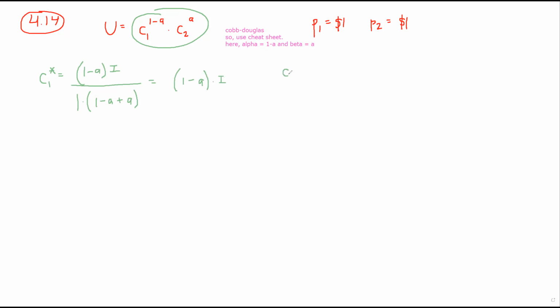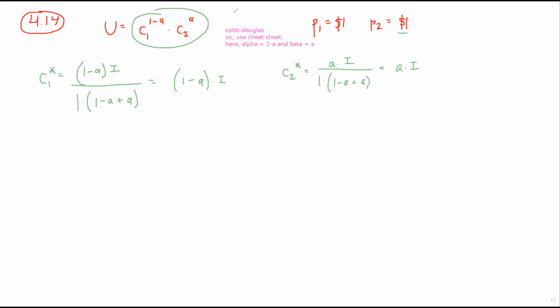And then C2 star will be very similar. It's beta, which is A, times I over the price of good 2, which is again $1. So 1 times alpha plus beta. Alpha is 1 minus A, beta is A, that is canceled, and I have A times I. So these are her optimal choices for C1 and C2.